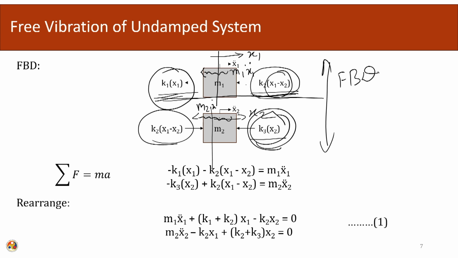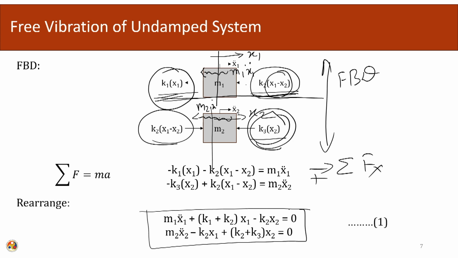Then we write down the summation of the forces in the x direction, taking x as positive, and rearranging in terms of x1 and x2, we get this equation. Look here, the right side is 0. It means that we are dealing with a free vibration case, simply meaning that there is no application of any external applied load. The system is going to oscillate due to an initial disturbance.